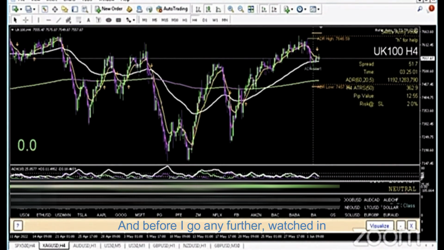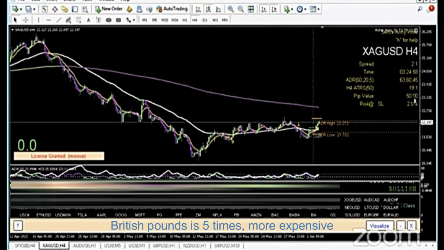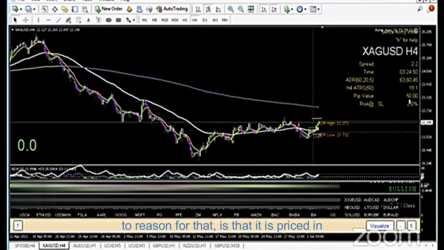And before I go any further, watch silver. It's priced in British pounds. Silver is $50 per pip. So this does not move very many pips, but it is five times more expensive. Wow. Now, the reason for that is that it is priced in US dollars. However, the lot size is different. And that's defined by the broker. Hold on real quick.